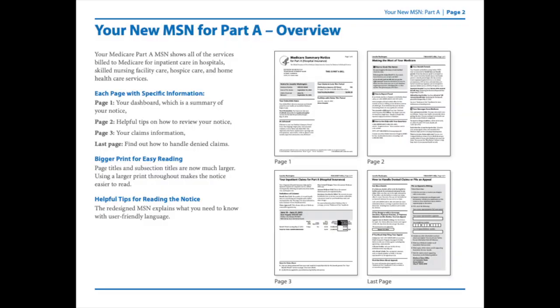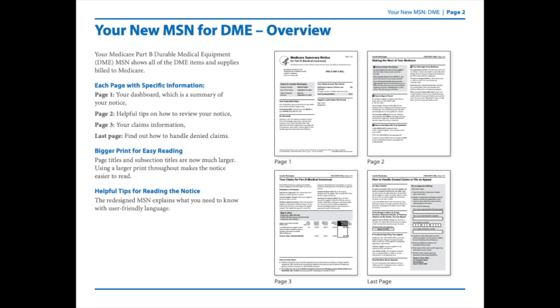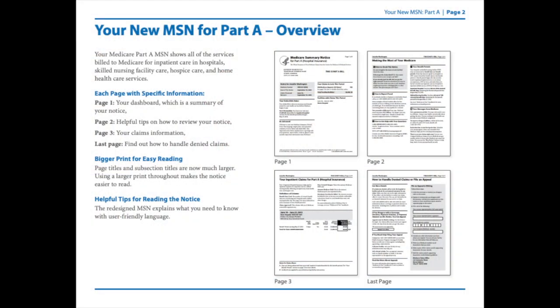There are 3 types of Medicare summary notices a person could receive. Notices for Part A benefits paid, Part B benefits, or durable medical equipment. We will begin our series with Medicare Part A. The notice for Medicare Part A shows all the services billed to Medicare for inpatient care in hospitals, skilled nursing facilities, hospice, and home care services. The notice you receive is going to be a minimum of 4 pages long.